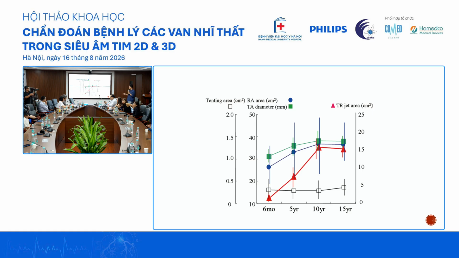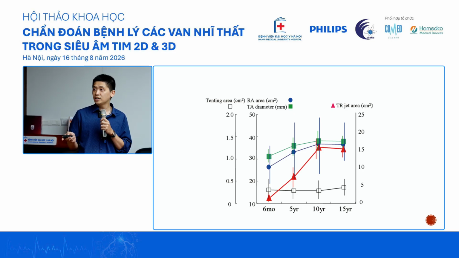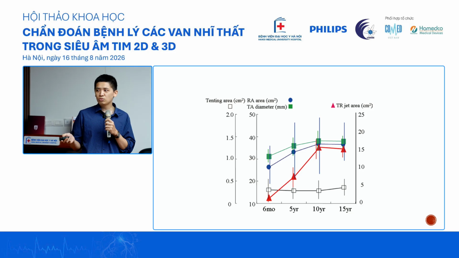And one thing worth noting is that the TR starts to go up as the TA or RA diameter or area starts dilating, but it's only moderate. But over 15 years, even though the RA and TA diameter didn't significantly enlarge, the TR got significantly worse. So there are other things that could make the TR worse over time, and we have to look out for these things.